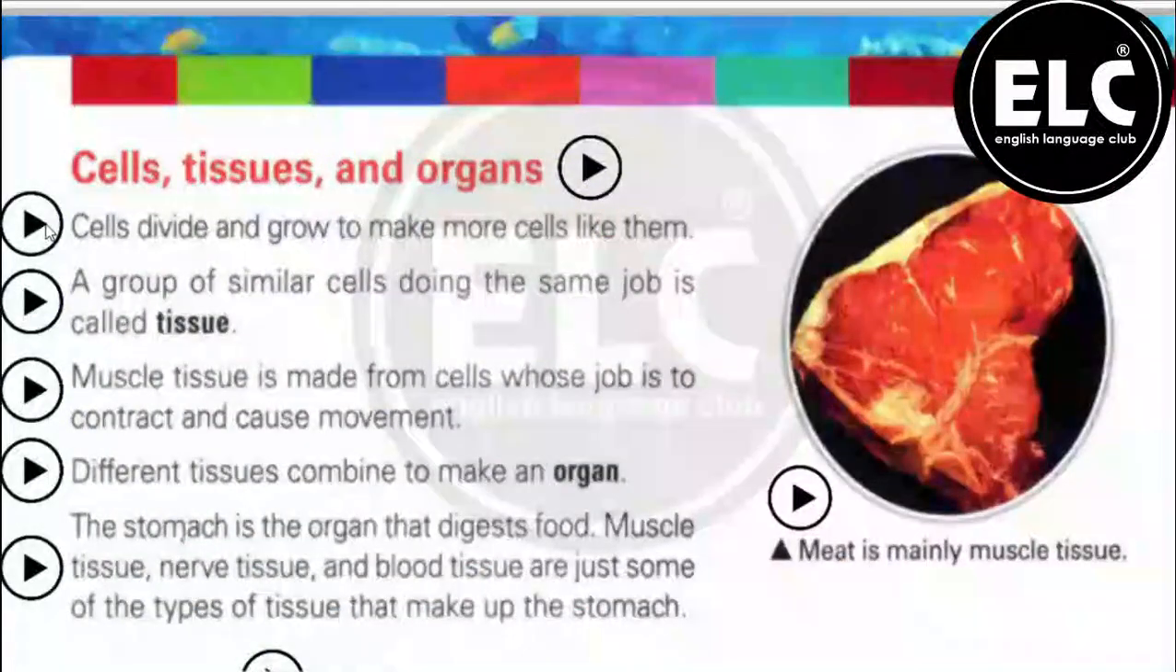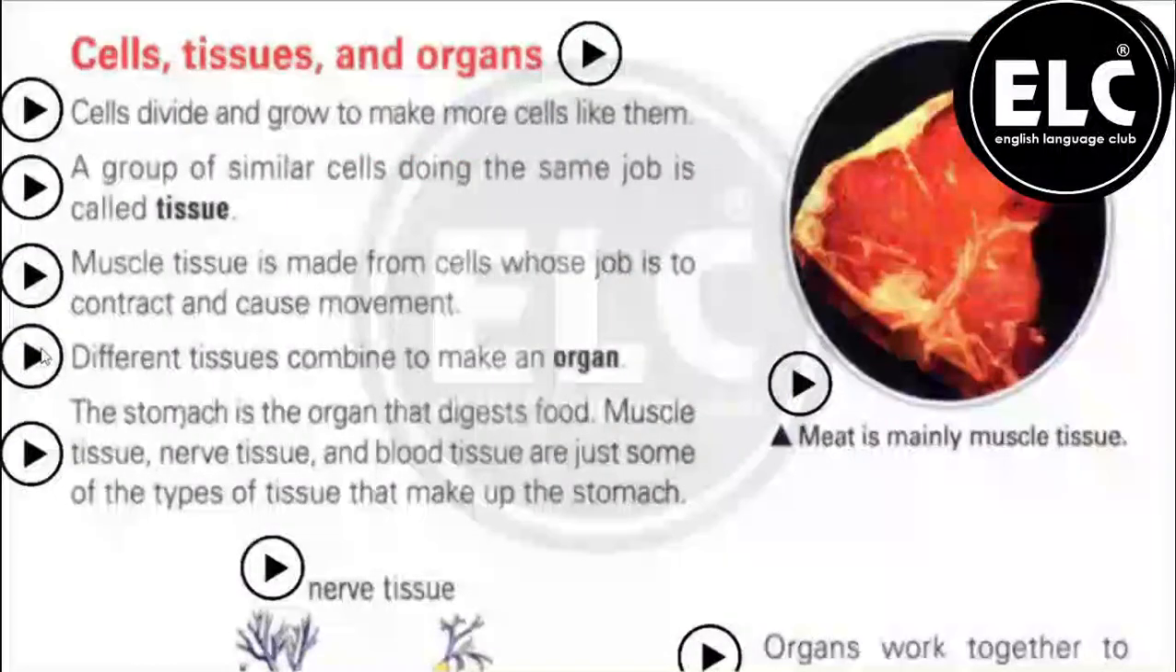Cells, tissues, and organs. Cells divide and grow to make more cells like them. A group of similar cells doing the same job is called tissue. Muscle tissue is made from cells whose job is to contract and cause movement. Different tissues combine to make an organ.